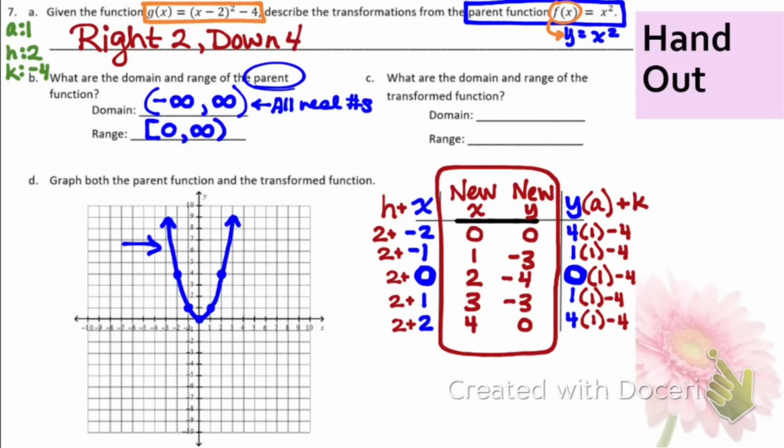So this guy that we just did, yep. There's our parent. Transformation, I need a point at 0, 0. I need a point at 1, -3, at 2, -4, 3, -3, and at 4, 0. And then I can get my U shape through there. So here's my transformation.